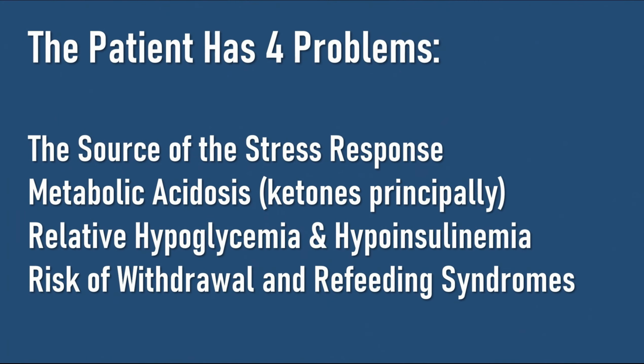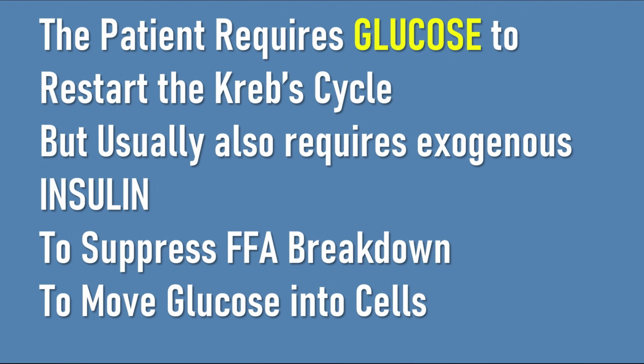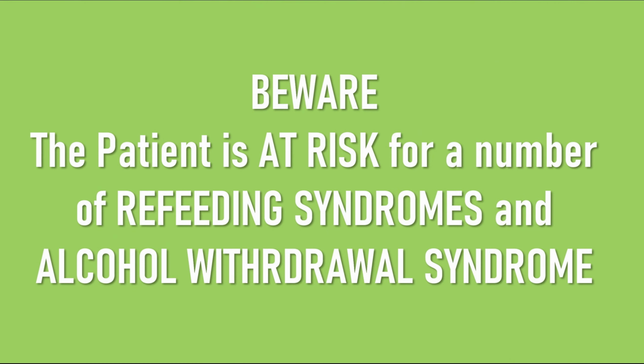So the patient has four problems. One, the source of the stress response. Two, metabolic acidosis principally being driven by ketones, but there may be a lactic acidosis present as well. Three, relative hypoglycemia and hypoinsulinemia, and then of course the risk of the therapy, which is withdrawal syndromes for alcohol or other drugs, and refeeding syndromes, including refeeding patients with electrolytes. The patient requires glucose to restart the Krebs cycle, but usually also requires exogenous insulin to suppress free fatty acid breakdown and to move glucose into cells. Be aware that the patient is at risk for a number of refeeding syndromes and alcohol withdrawal syndrome.